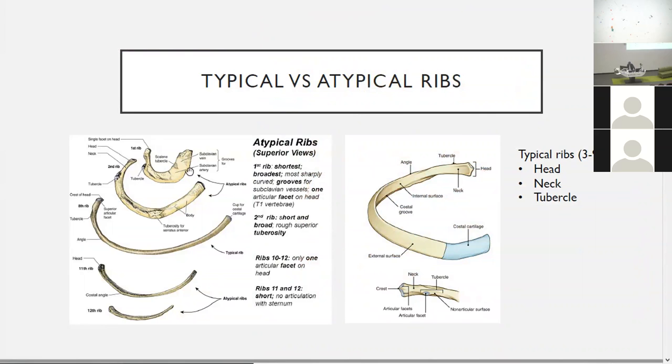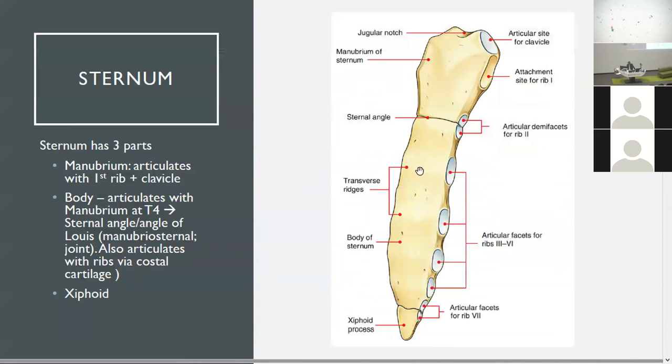So this is just information about your atypical ribs and your typical ribs. Your typical ribs are 3 to 9. They all have a similar structure. They have a head, they have a neck, and they have a tubercle. And then you have your articular tubercles and your costal grooves and everything. Whereas your atypical ribs, they all are different. So that's 1, 2, 10, 11, and 12. Do you guys want me to go through what the different things are that are part of all the atypical ribs, or can you read that yourself at your own time? Move on? Cool.